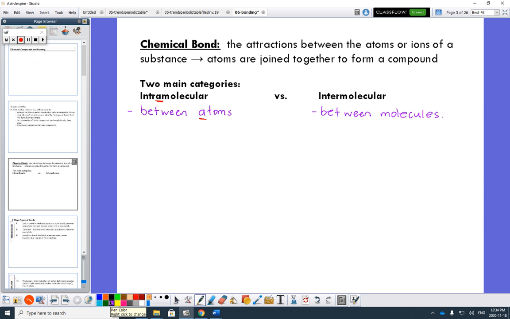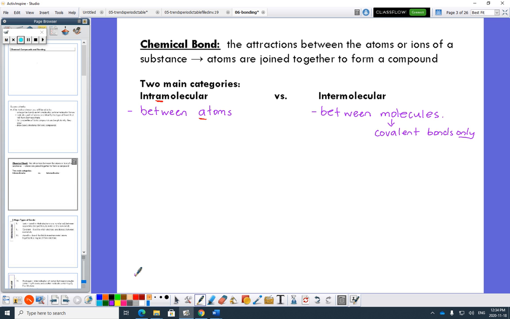So molecules are specifically like molecular compounds where they have covalent bonds. We sort of throw the word molecule around to mean any kind of compound, which really it isn't, okay?